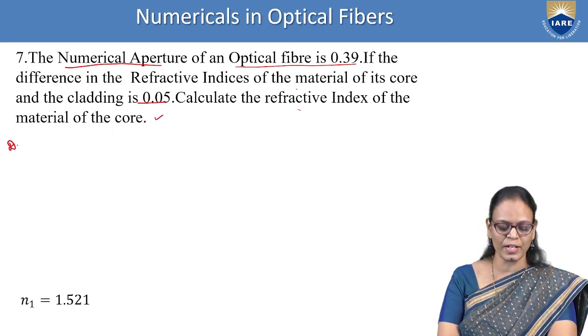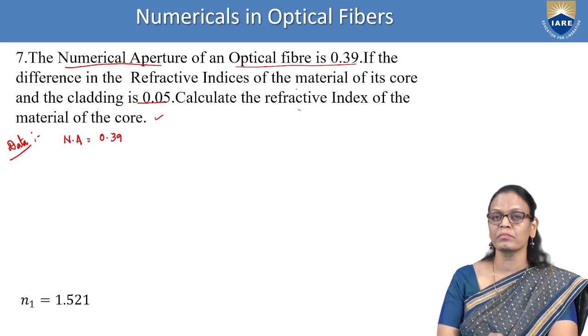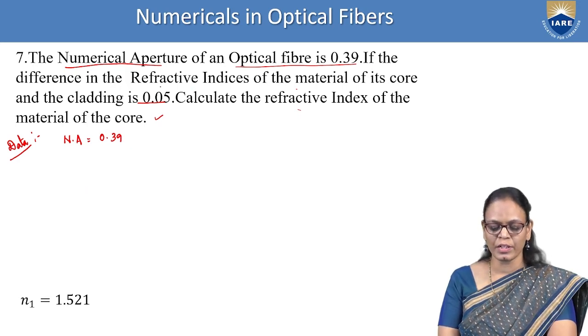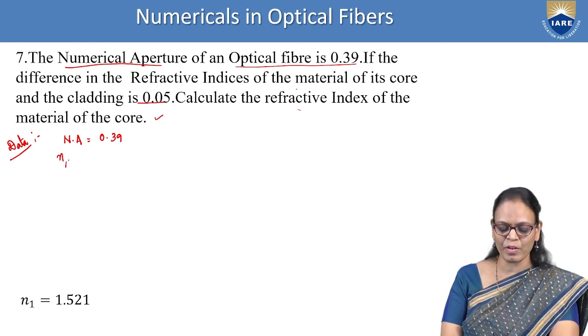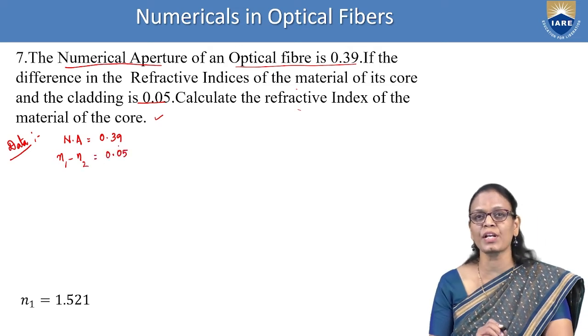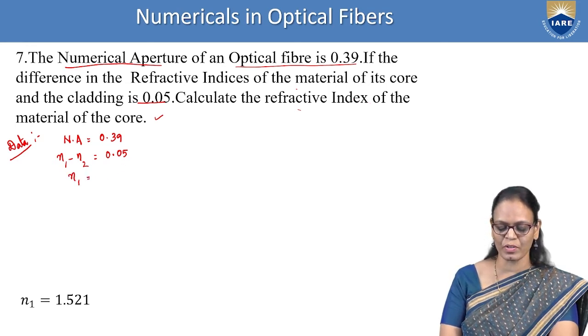So let us first understand and write the data. The numerical aperture is given, NA is equal to 0.39, and the difference in the refractive indices of the material of the core and cladding, that is N1 minus N2, is given as 0.05. The fractional change is not given here. They have just given us the difference in the refractive indices of the core and cladding. We have to calculate the refractive index of the material of the core. We have to find N1.